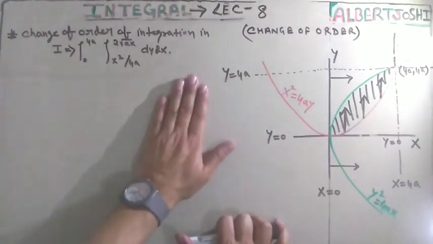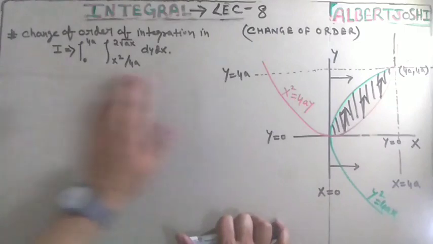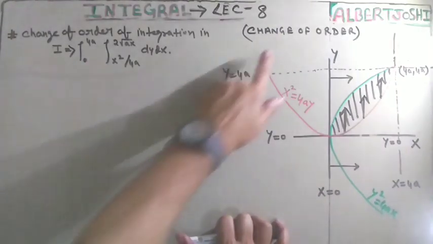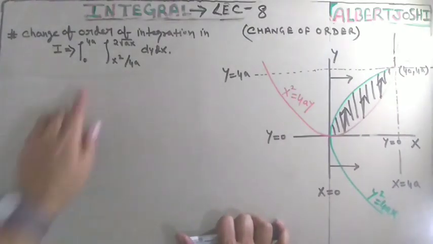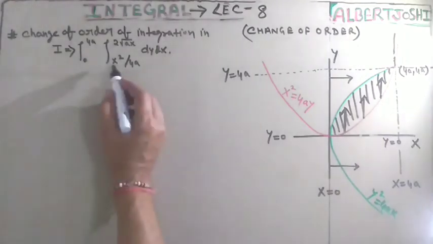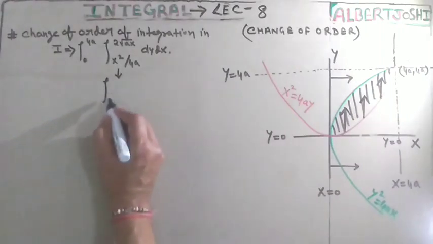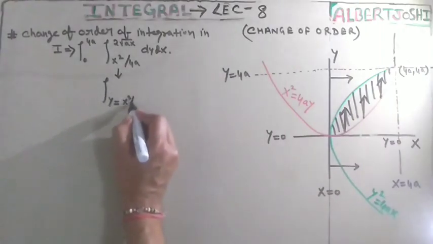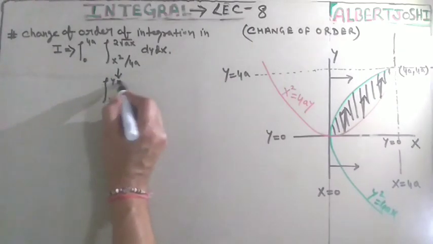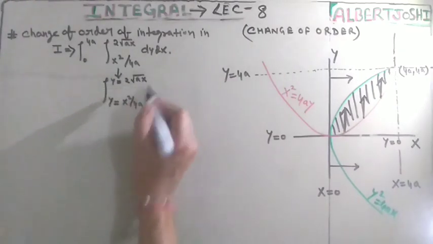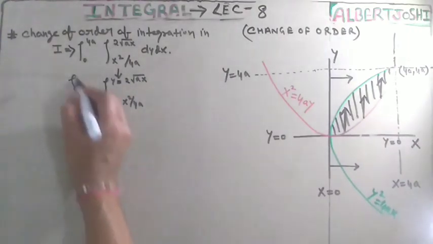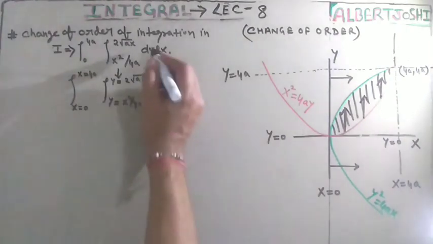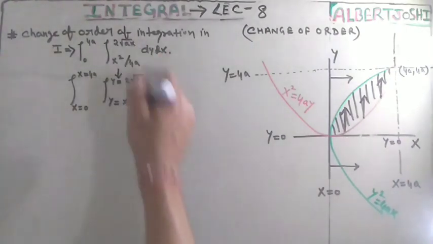In this question, I am again solving a double integration, but with the help of change of order. So what is the meaning of this? Again, I am explaining what he has written here. He has given you y is equal to x square upon 4a, and y is equal to 2 square root ax. So it means x is equal to 4a, and this is dy dx. This is the meaning of this.